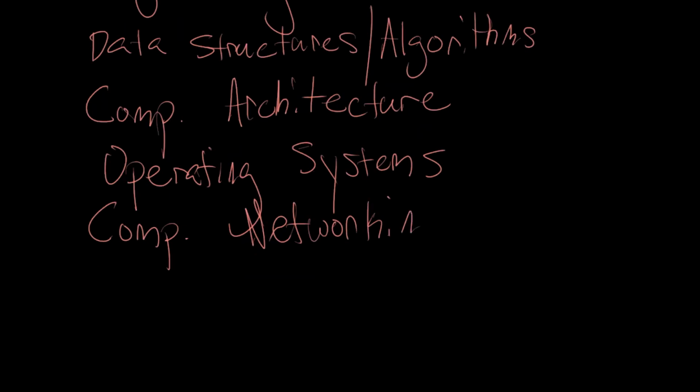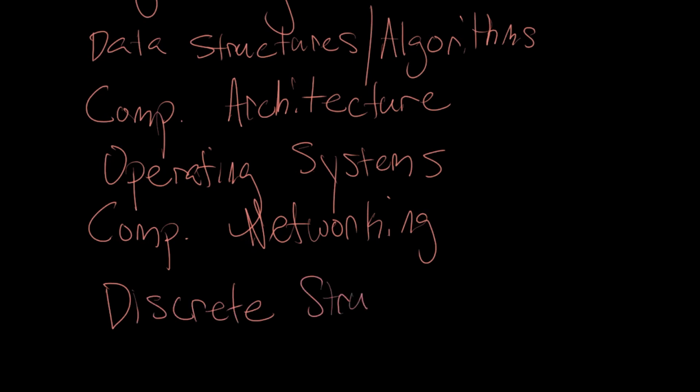So after computer networking, we're going to go ahead and look at what's known as discrete structures. So discrete structures or discrete math is, well, it's a math class. And this really looks at how logic works and how Boolean logic works and Boolean algebra. So it's pretty fundamental to the theory behind how computers work.